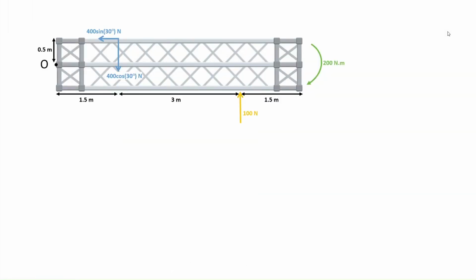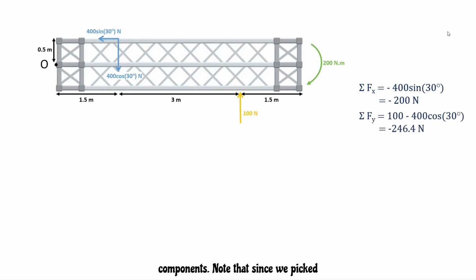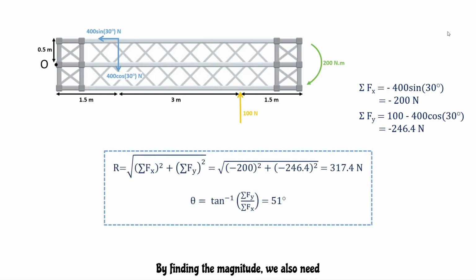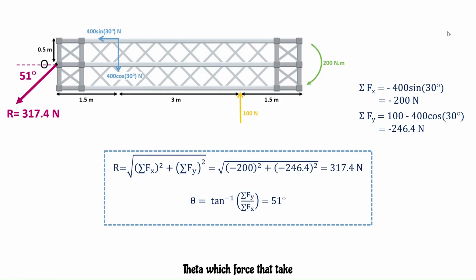We will take right and down to be positive. First, the x component. Now, the y component. Note that since we take down to be positive, the 100 Newton force, which is facing upwards, will be negative. So we can find the resultant force by finding the magnitude. We also need an angle to show the direction of the resultant force. Using tan, we can find theta.